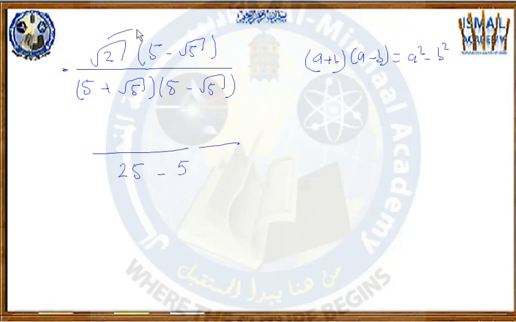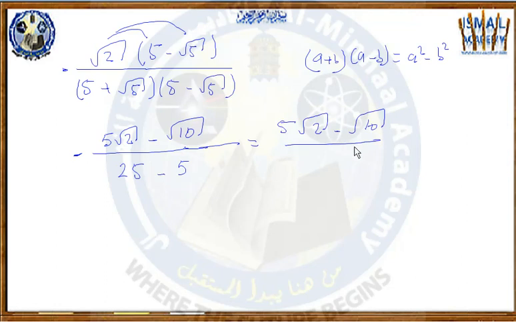And here what I do, I distribute. So I have the square root of 2 times 5, which is 5 square root of 2, and square root of 2 times minus square root of 5 is minus square root of 10. Then I simplify here, so I've got 5 square root of 2 minus square root of 10 over 20, and this will be my final answer. Is that clear, guys?